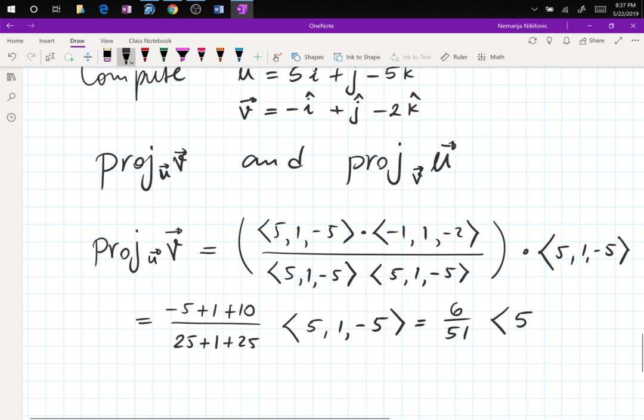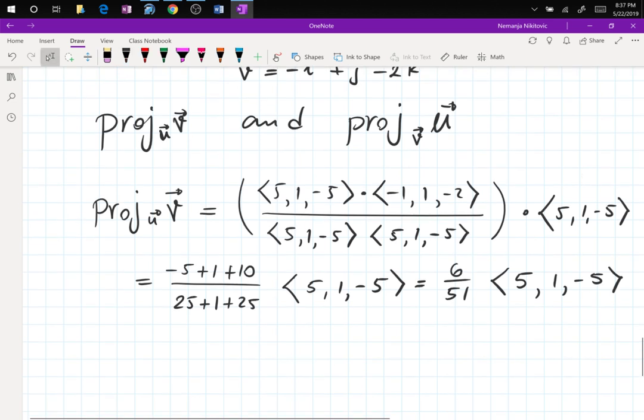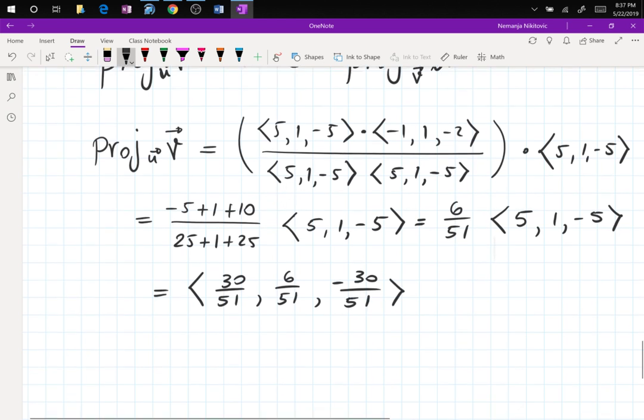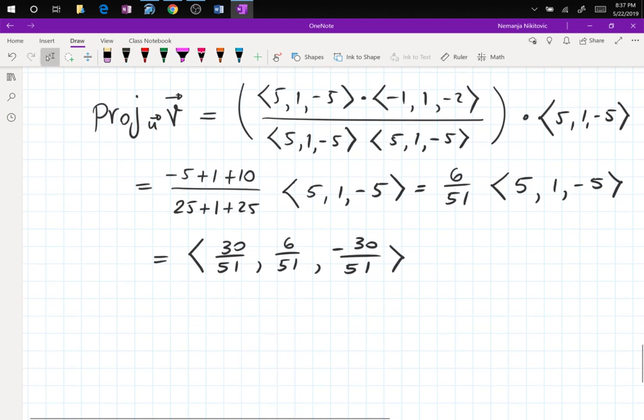Multiplied by, now this is a scalar multiplication, I can multiply. So that's 30 over 51, 6 over 51, and negative 30 over 51. So that would be the projection of v onto u.